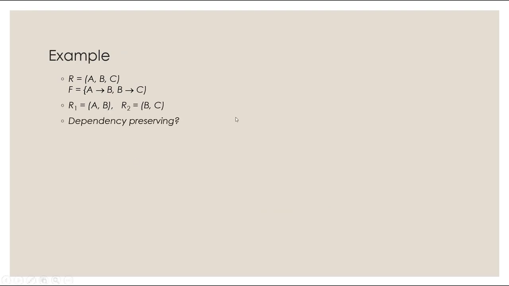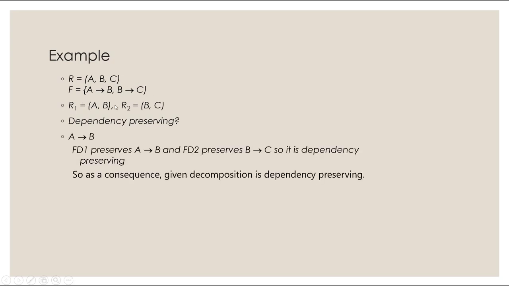And here, is this dependency preserving? Let's see. Was this one preserved? A determines B? Yes, because A and B are in R1. So this first one was preserved. What about this one? B determines C, which can be found in R2. So both of these were preserved. This one was preserved in R1, this one in R2. So this is in fact a dependency preserving decomposition.